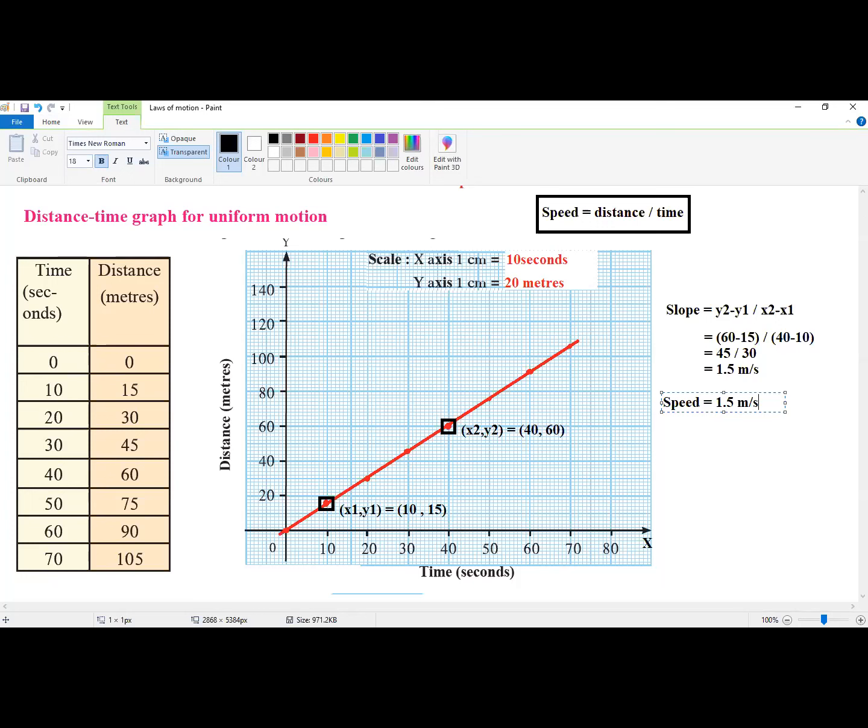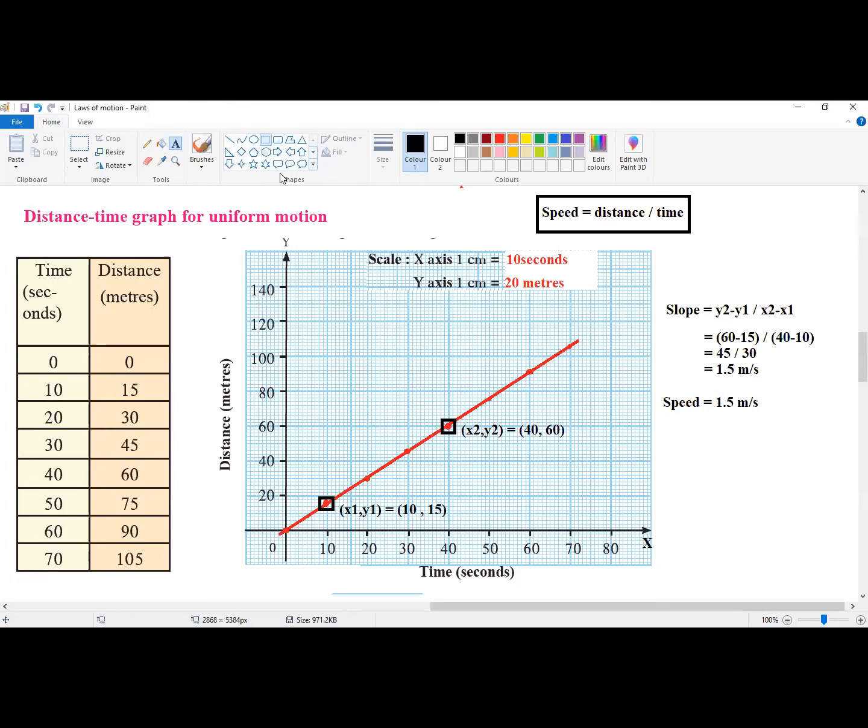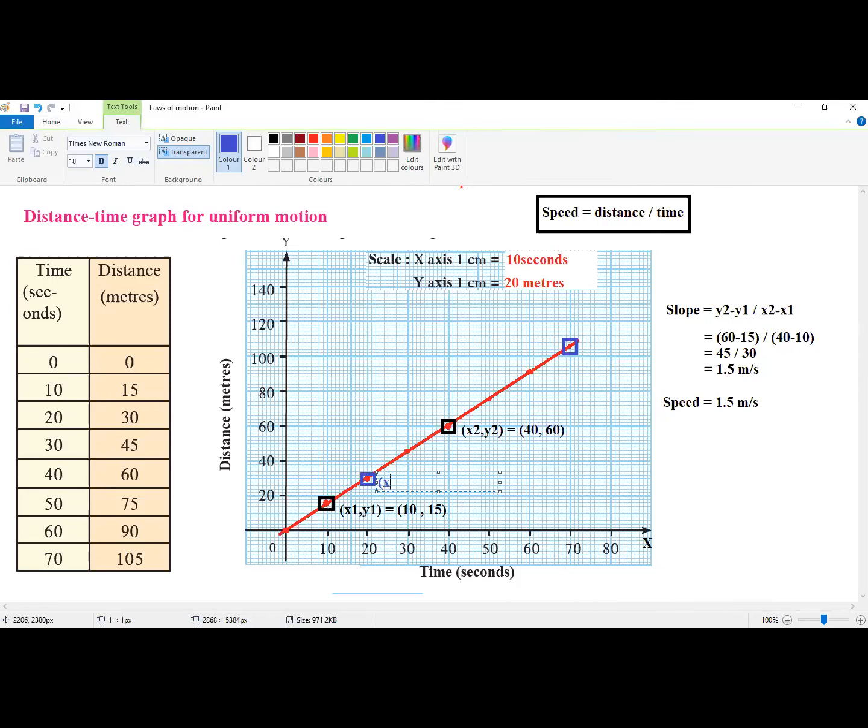Now the question is, is the speed the same? Let's check whether it remains the same or not. Now we will select 2 other points. We can select any other points. Suppose I select this third one and this last one. Tell me the coordinates of these 2 points. Let this be x1, y1.